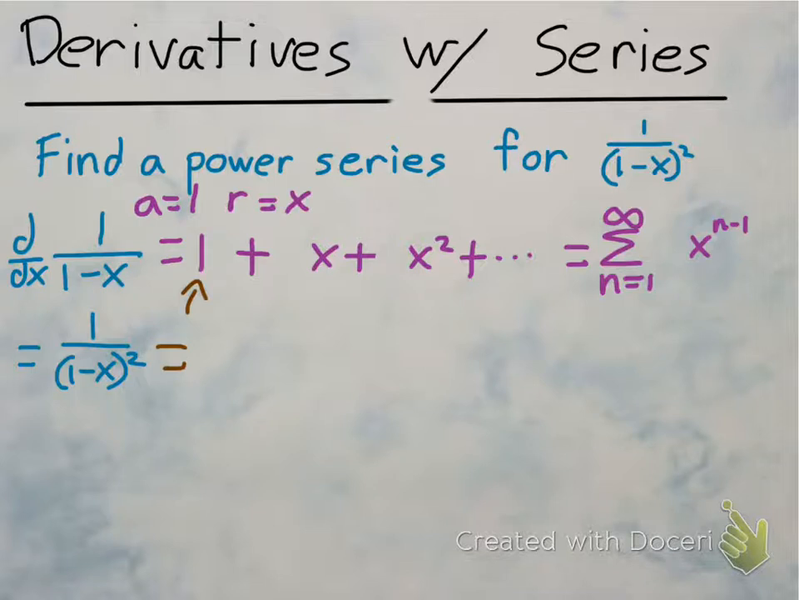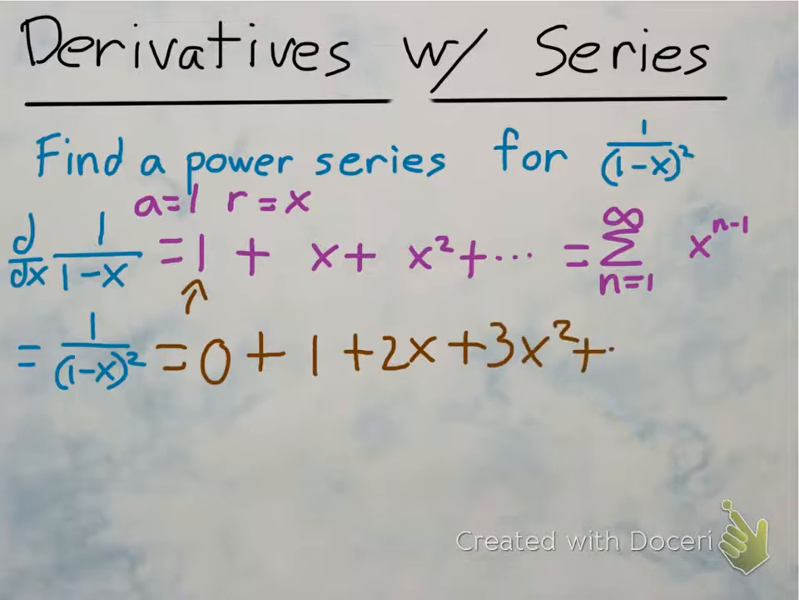Okay, so 1 plus x plus x squared. That's the power series. So the derivative of 1 is 0. And then the derivative of x would be 1. The derivative of the next one would be 2x. And then let's throw in the third one just for fun. 3x squared.